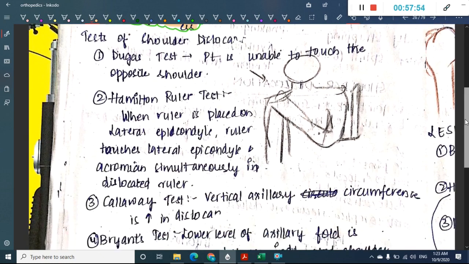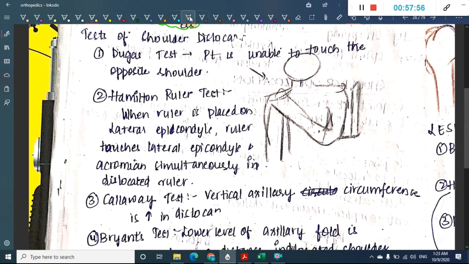Now what are the tests of shoulder dislocation? We will see in detail what are the names and how they are performed. The first test we call Dugas test. In Dugas test you ask the patient to touch the opposite shoulder like this. That is Dugas test.